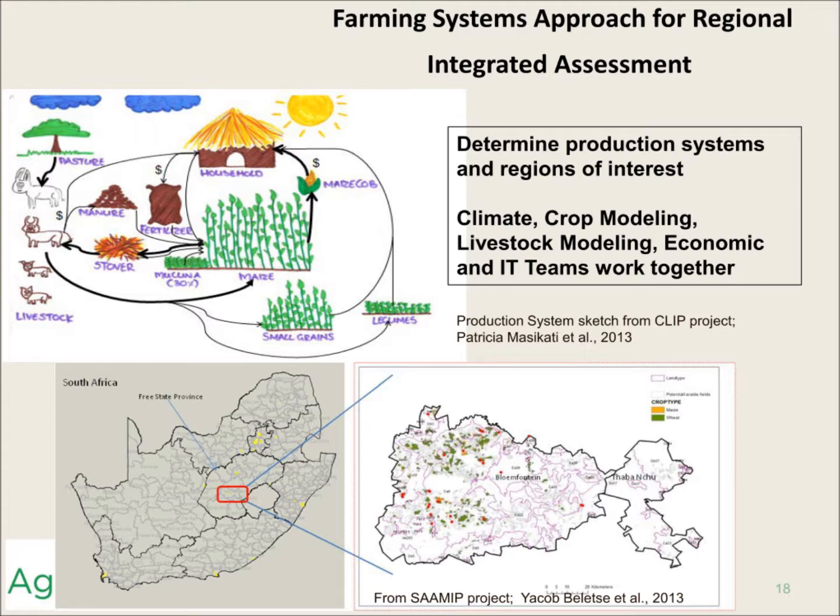This diagram is from Zimbabwe. Patricia Masakati from ICRISAT is leading that team there. This particular diagram on the bottom, the maps are from South Africa, and there the interesting thing is that they have wealthy farmers with large land holding and also small farms with just a few hectares for their farms. And it looks at the impacts and adaptation options for both of those levels.